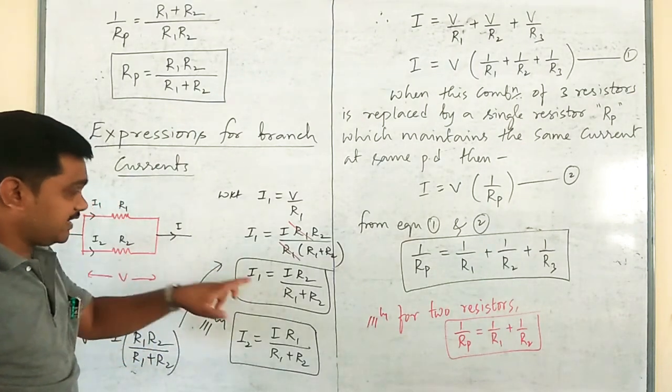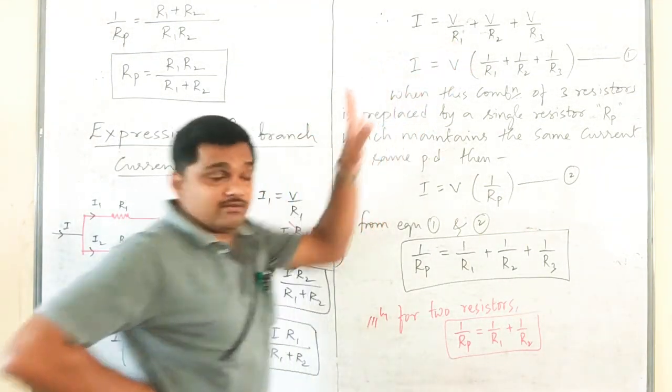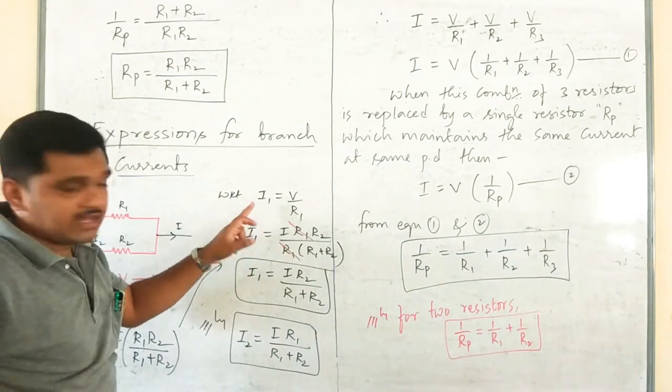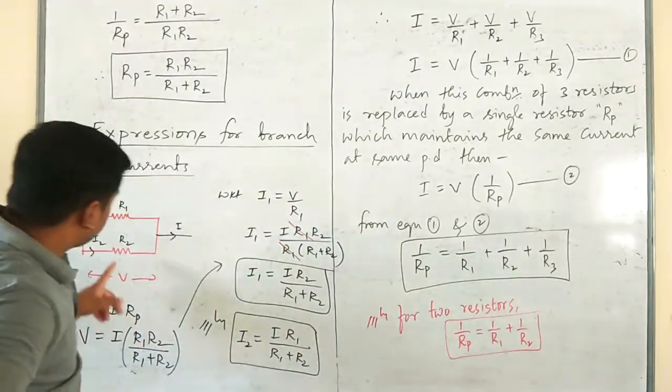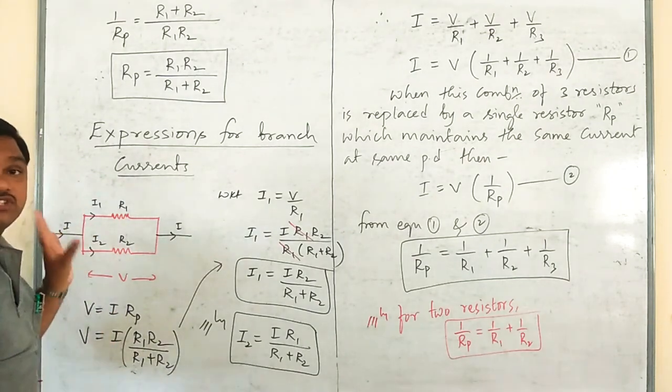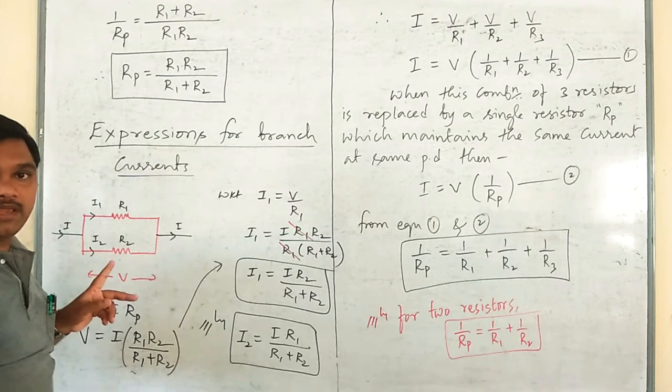How I have got it: we know that in place of I1 we can write V by R1 according to Ohm's law. So like that I wrote I1 is equal to V by R1. I have extracted the value of V from this circuit. Okay, see, V is equal to I into Rp.